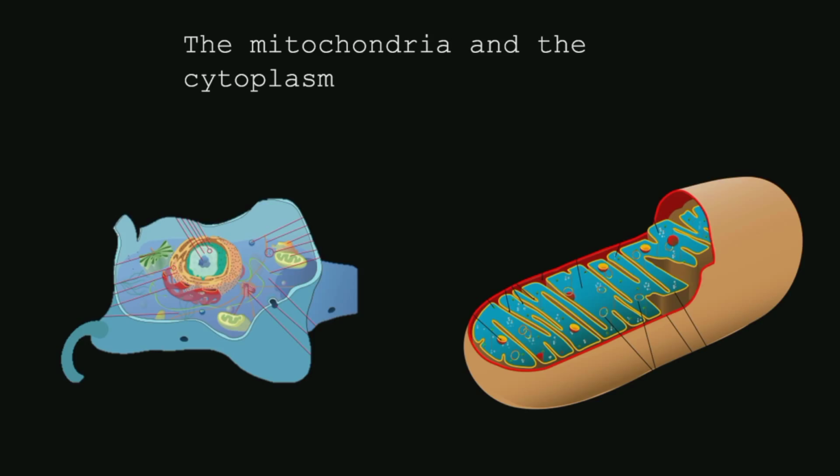Alright, so this happens in the mitochondria and the cytoplasm. The cytoplasm is where the first step happens, or glycolysis. We'll learn about that more in the next couple of minutes. And the mitochondria is where the rest of it happens. So this will happen in the inner matrix and somewhat in the outside here.